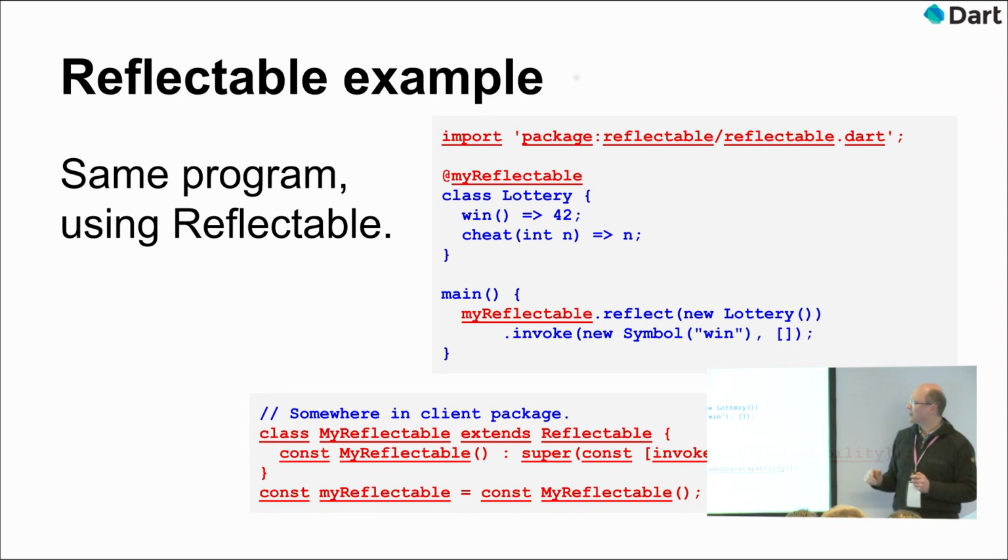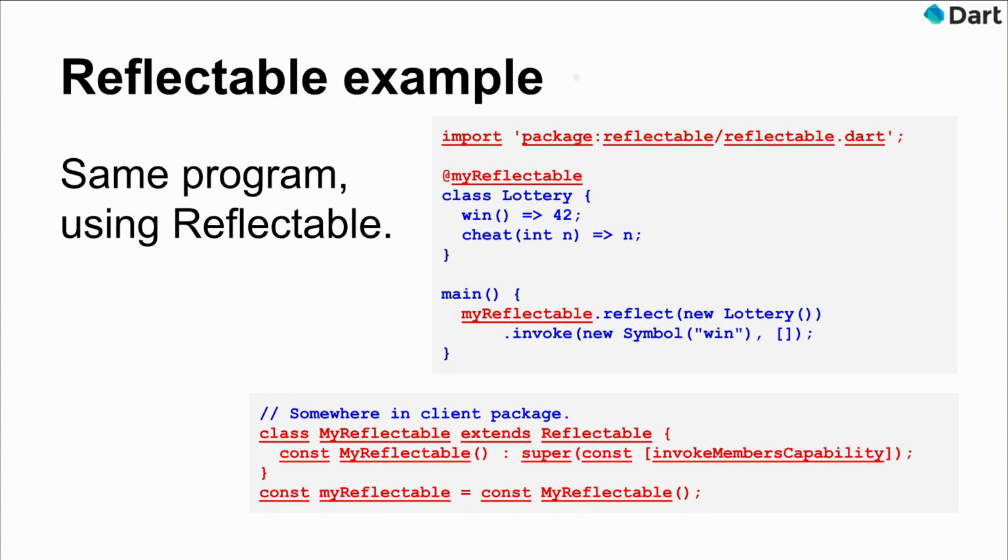If you want to use reflectable, you have to work a little bit harder because you have to specify the level of support. So the way we do that is by creating this subclass MyReflectable of Reflectable. It has this zero argument constructor, and it passes this argument to the superclass, and it basically says, we want to invoke members, and that's all we want to do here. And then we have this const again.